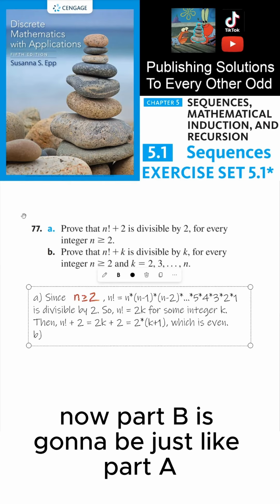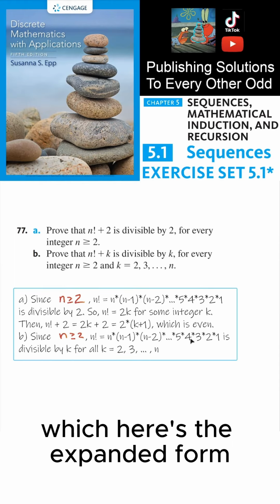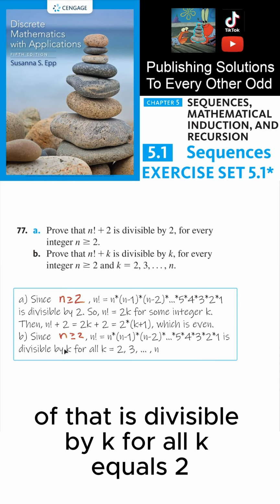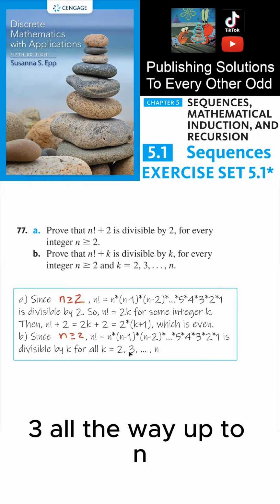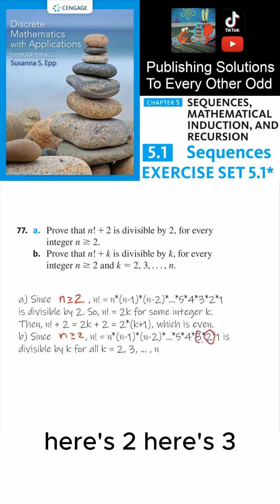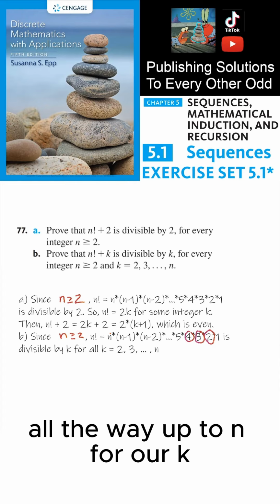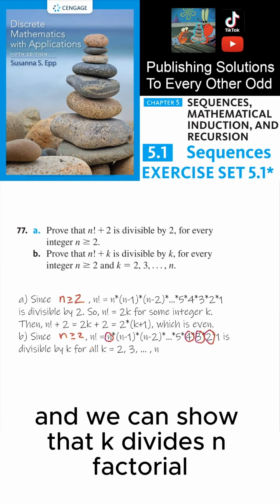Now part B is going to be just like part A. So since n is greater than or equal to 2, n factorial, which here's the expanded form of that, is divisible by k for all k equals 2, 3, all the way up to n. And we can go through the list here to show that. Here's 2, here's 3, here's 4. We can pick any of these values all the way up to n for our k, and we can show that k divides n factorial.